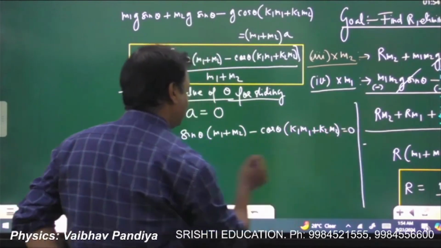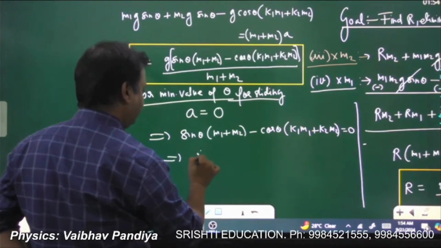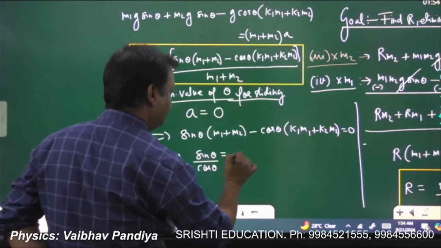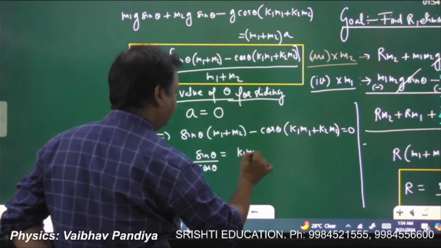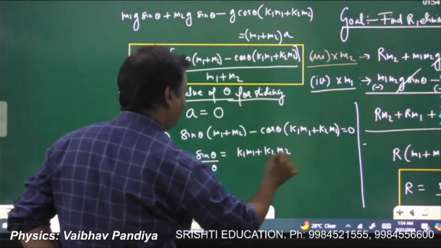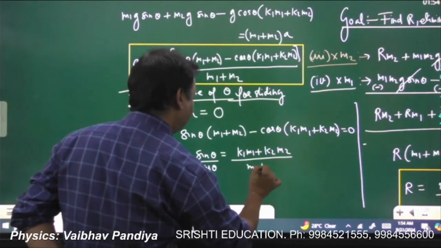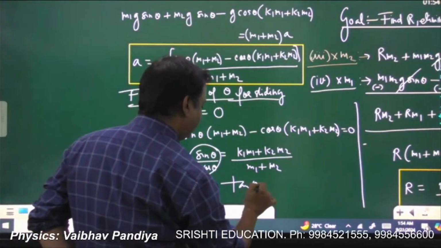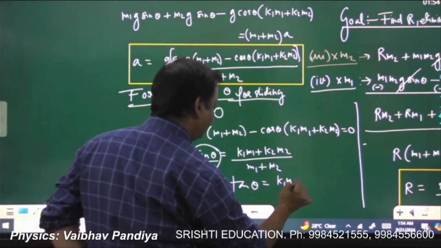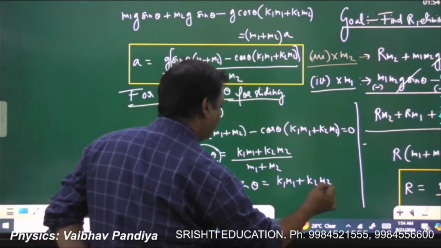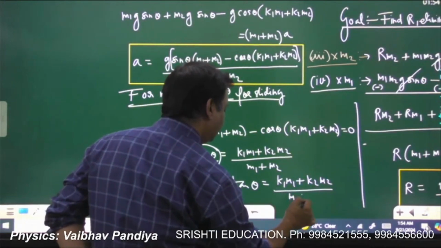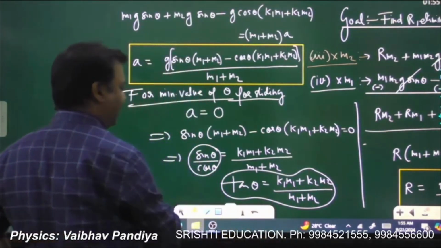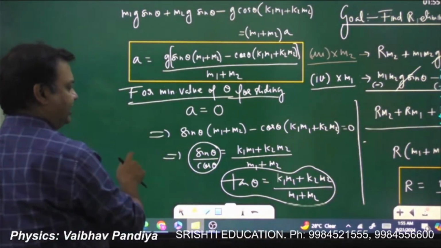must be equal to 0, correct? So you will get sine theta divided by cos theta is (k1 m1 plus k2 m2) divided by (m1 plus m2), and this is what? tan theta. So your tan theta will come to be (k1 m1 plus k2 m2) divided by (m1 plus m2). So this is the answer for the required minimum angle for which the sliding will take place.